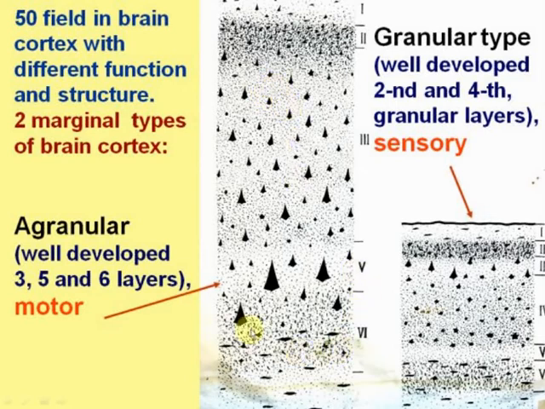There are 2 marginal types of brain cortex: agranular, with well-developed 3rd, 5th, and 6th layers. This structure is typical for motor fields of the brain cortex, like in the precentral gyrus. And granular type has well-developed 2nd and 4th granular layers. It's usually in sensory parts of the brain cortex, central parts of analysis.